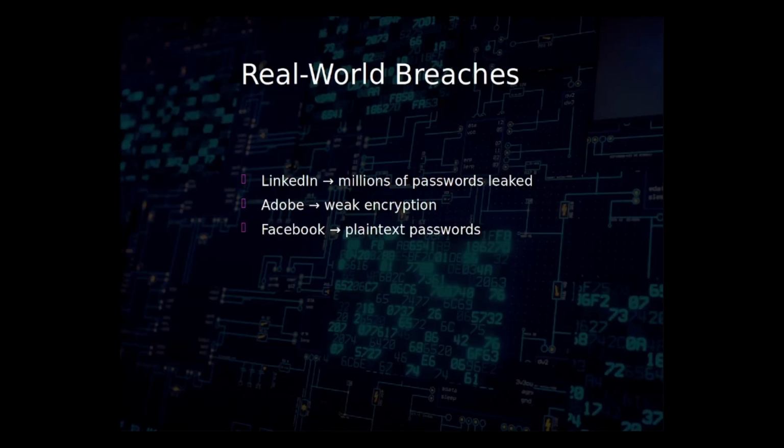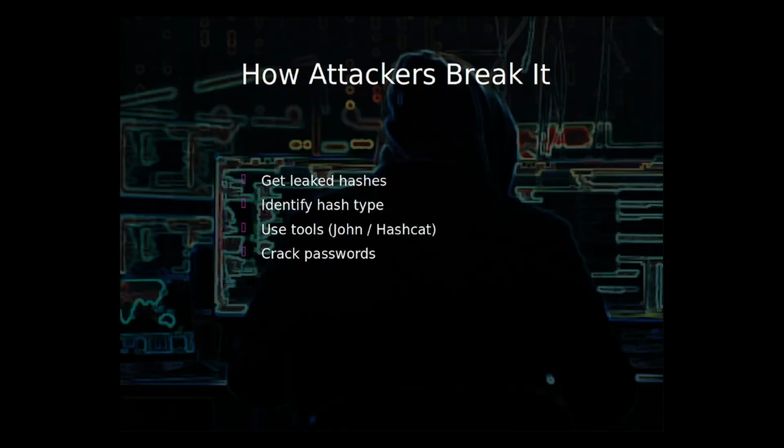So, what is the real world impact of this vulnerability? The LinkedIn breach exposed millions of passwords, the Adobe breach was due to weak encryption and led to leaked data, and at Facebook, plain text passwords were stored. How do attackers break it? Basically, attackers get the leaked hashes, try to identify the hash type, and then use tools such as John the Ripper and Hashcat to crack the passwords.